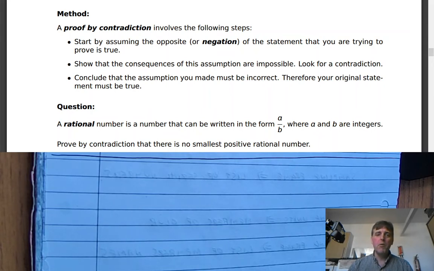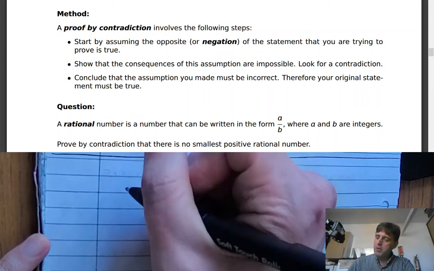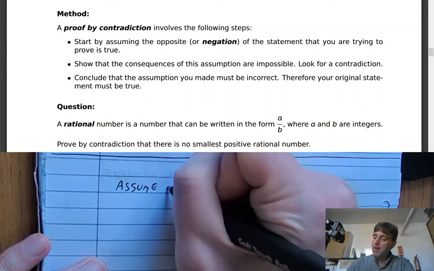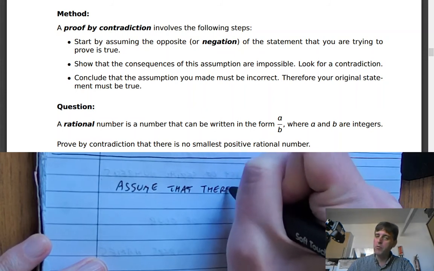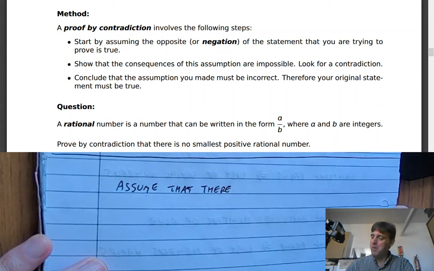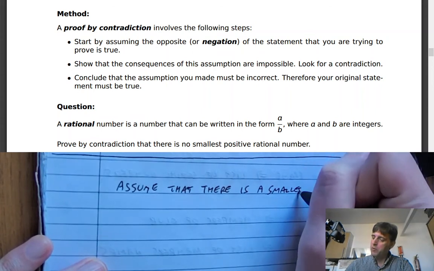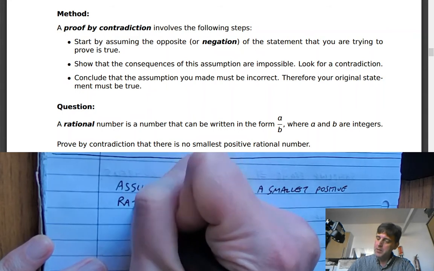So what's our method? First of all, we start by assuming that the opposite, or the negation, of the statement that we're trying to prove is true. So what's the opposite of this one? No smallest positive rational number. Well, assume for our contradiction that there is a smallest possible positive rational number. It takes a while to write these things sometimes.